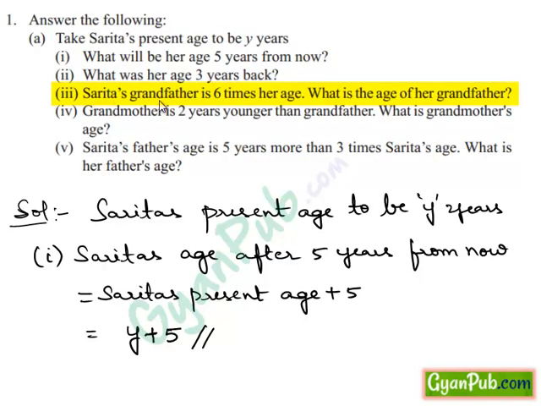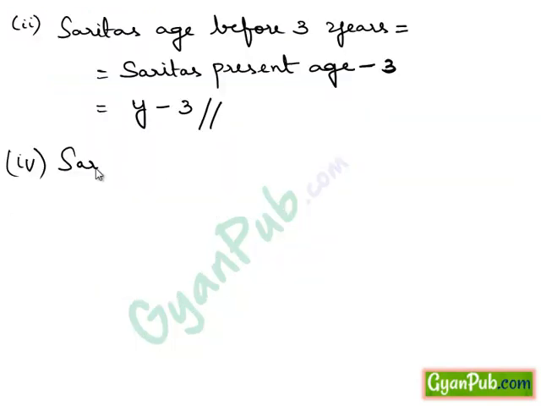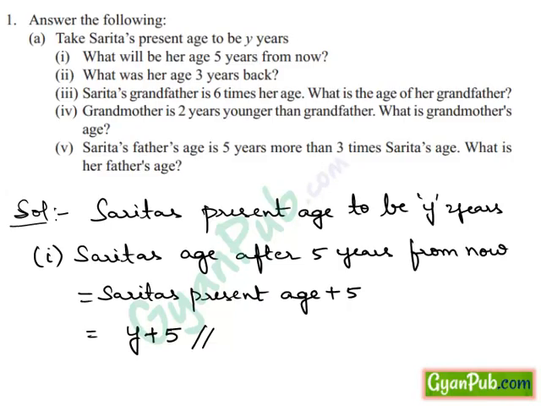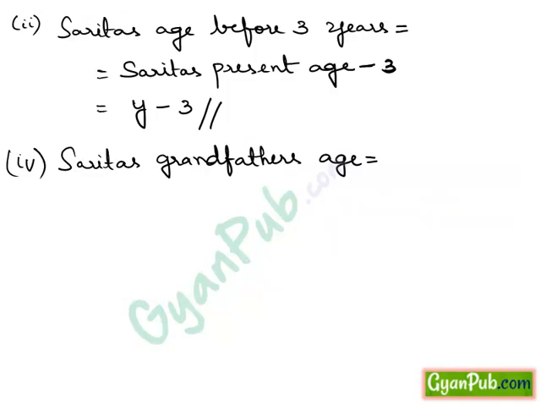Now moving on to the third bit. Sarita's grandfather is 6 times her age. What is the age of her grandfather? Finding Sarita's grandfather's age: since they had given that Sarita's grandfather's age is 6 times her age, it is 6 into Sarita's age, which is equal to 6 into y. So Sarita's grandfather's age is equal to 6y.